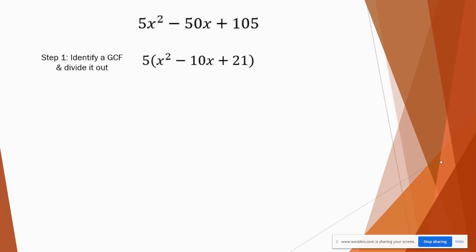Step 1 of factoring is to identify a GCF, or greatest common factor, and divide it out. The resulting polynomial will be 5, and then parentheses x squared minus 10x plus 21. Step 2 is to create an x and label it with a times c on the top and b on the bottom.